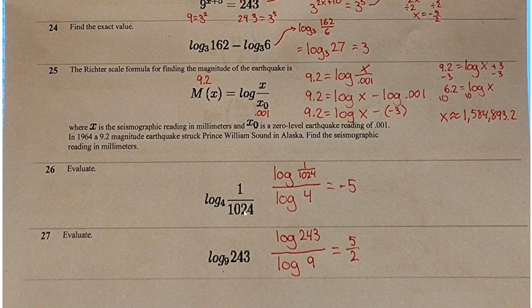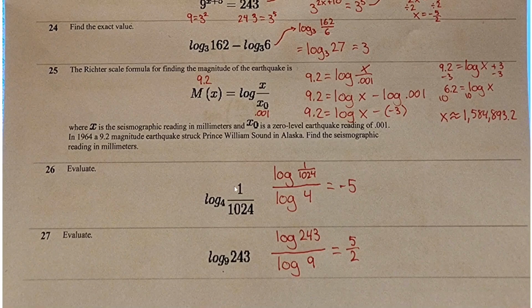Log base 4 of 1 over... both 26 and 27 are the same. You use the change of base formula. This one looks scary because it's got the fraction, but calculators don't care. Plug in log of, and then parentheses 1 over, which is just divided by 1024. Make sure you end your parentheses and then divide that by log 4, and you get -5 as your answer. Same thing here, you get 5 over 2. Cool. That's 26 and 27.